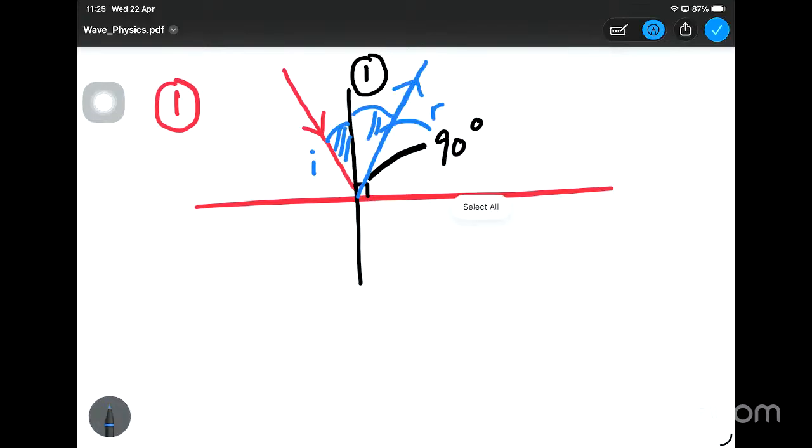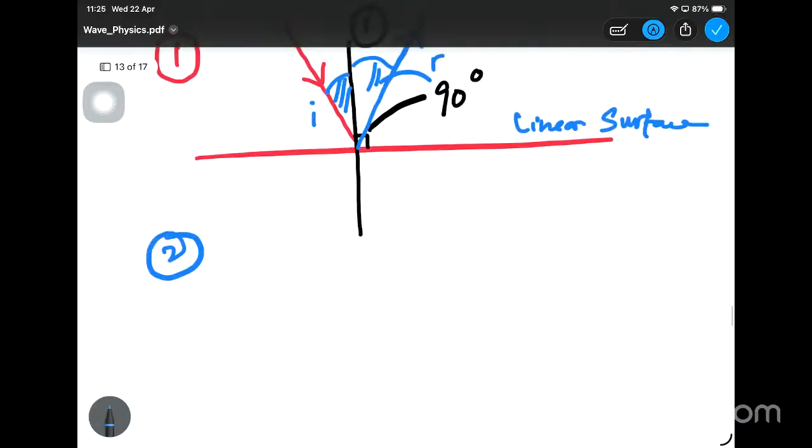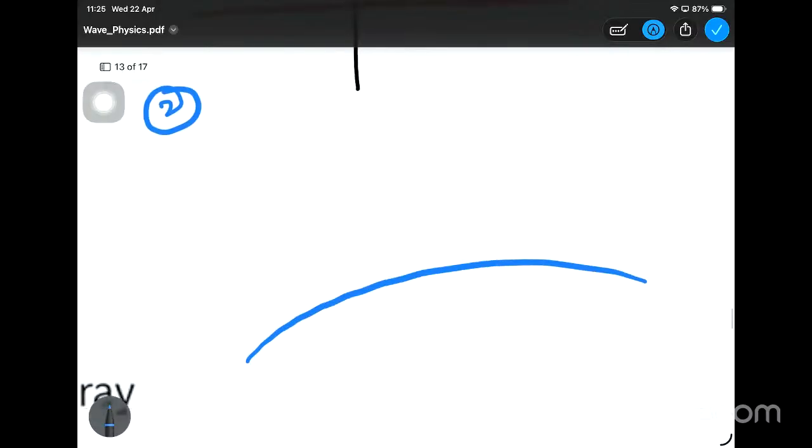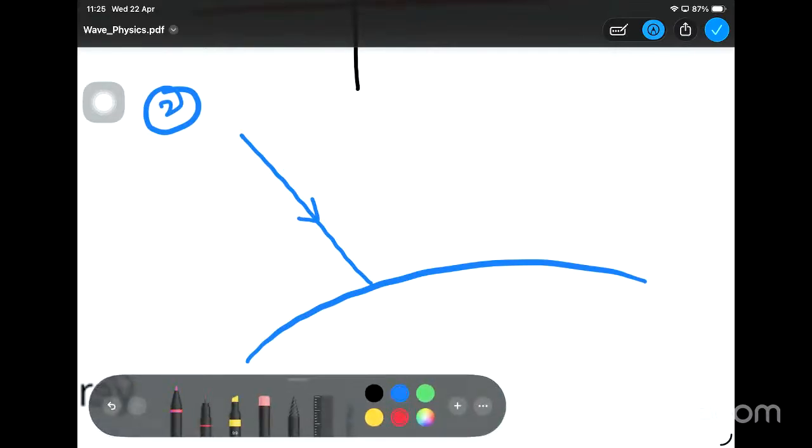So this is for a linear surface, the straight surface, right? But just imagine if it is a curved surface. We came across several calculate questions from this section. So just imagine a curved surface like this. Now there's an incoming ray, and they are asking you to complete the diagram. Complete the reflection diagram. So again, we are using similar steps.